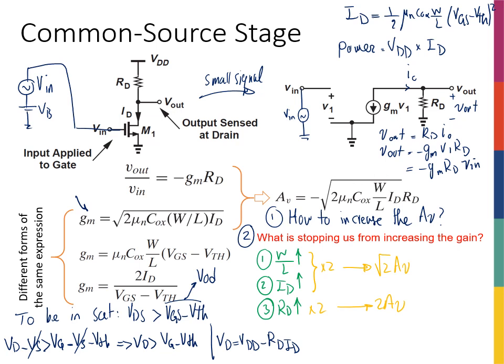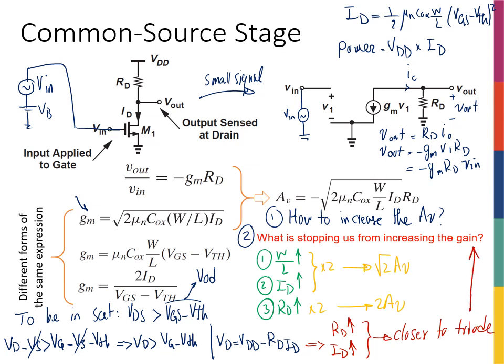Okay, so this means that if RD goes up or ID goes up, this is another reason that I don't like to increase ID, other than the power limitation, the power increase that it causes, and the fact that it only gives me a √2 increase in the gain. It also might cause me to go to triode, right? But if I increase RD as well, I can see that either RD or ID, if they're increased, I'm getting closer to triode. Okay, so this is the answer to the second question.